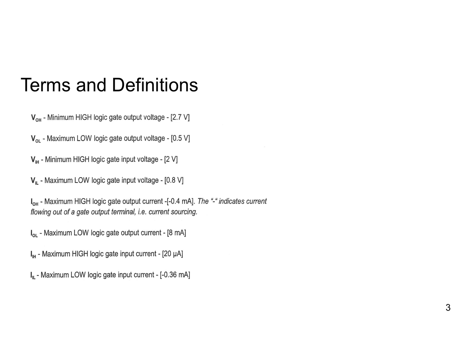IIH, maximum high logic gate input current, 20 microamps. That's how much each gate input will draw under a high state. And IIL, maximum low logic gate input current, minus 0.36 milliamps, which is the current required by a logic gate input under logic low conditions.